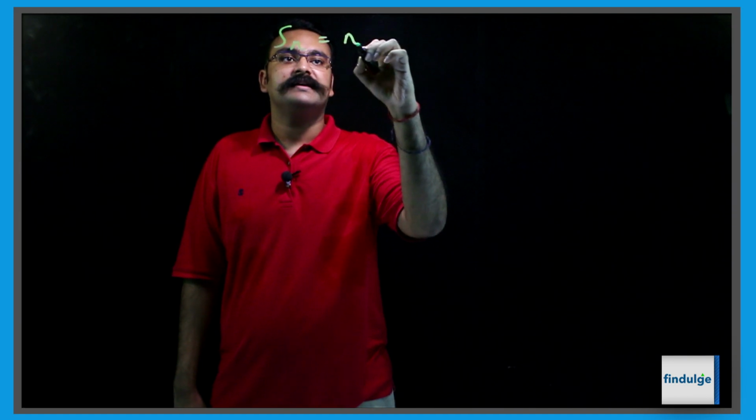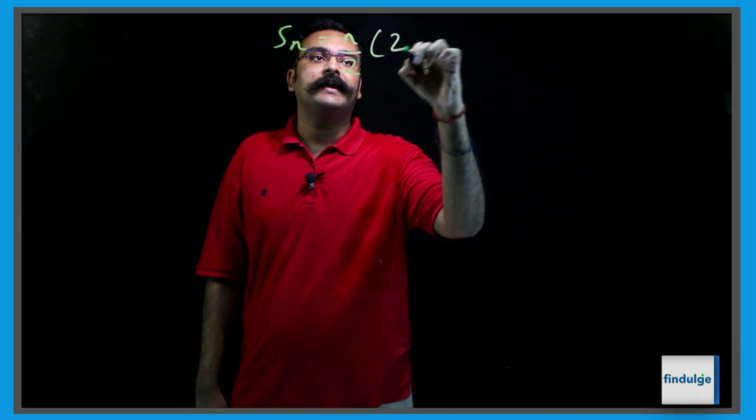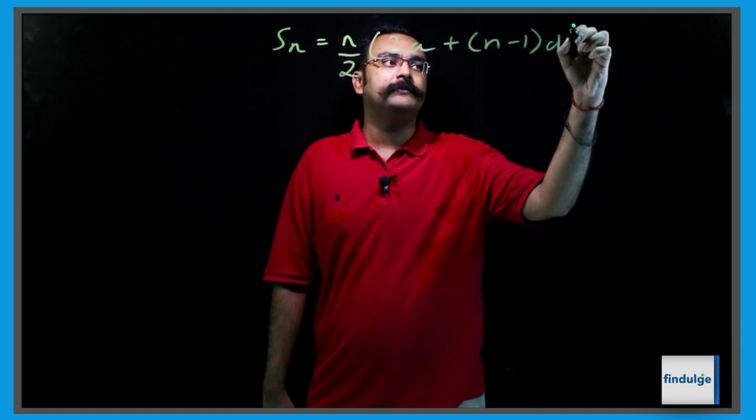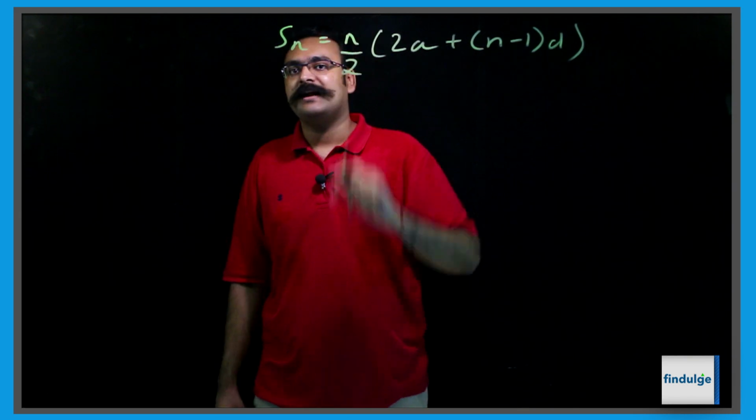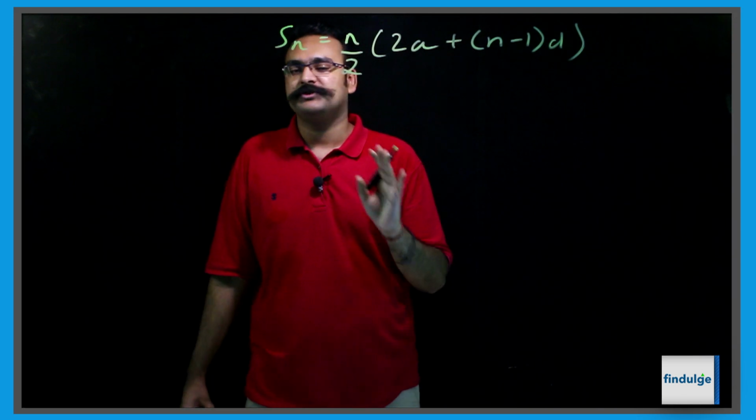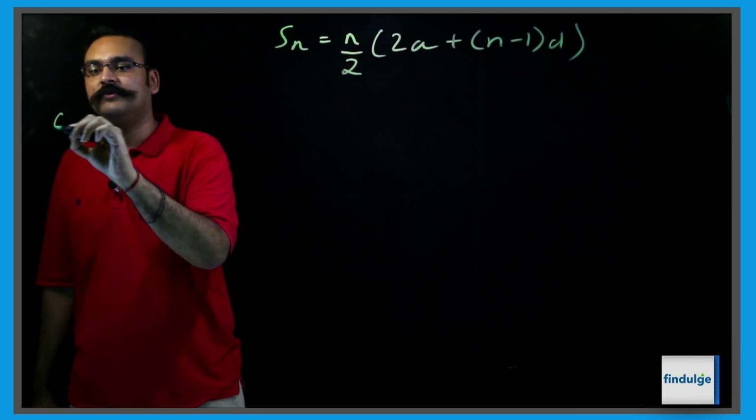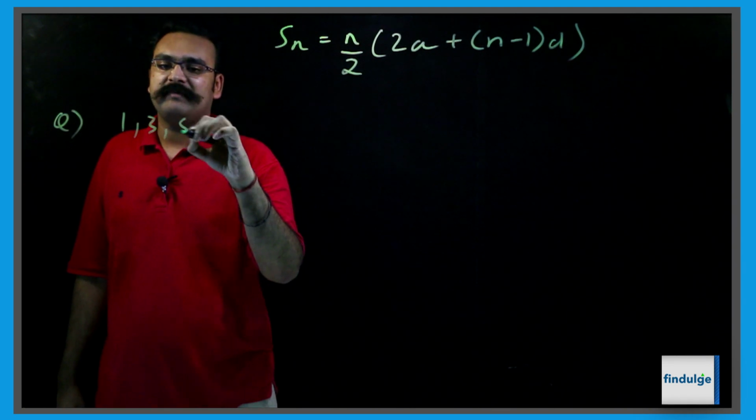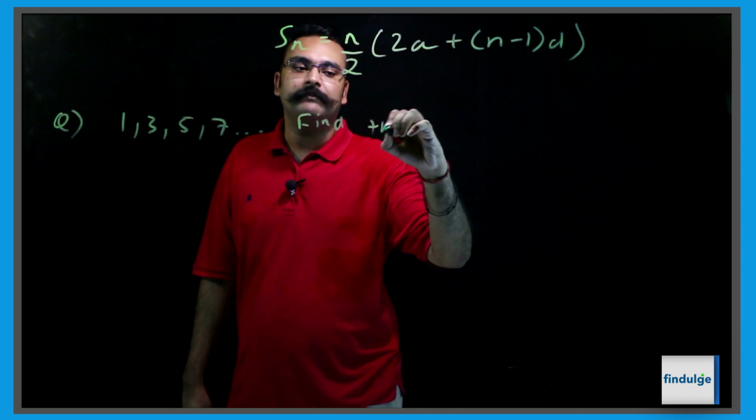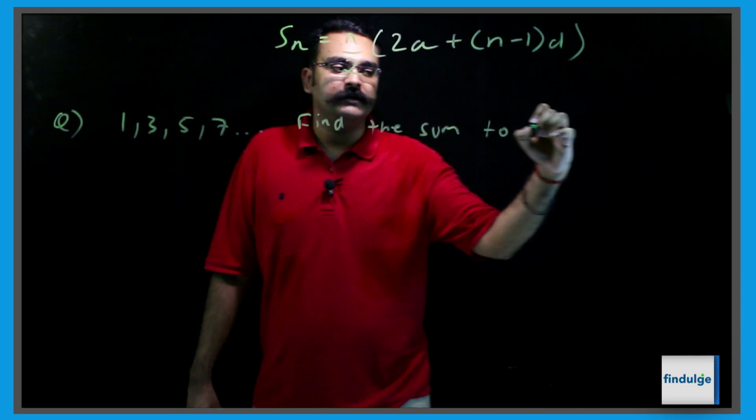So now let's look at a couple of problems using the sum to n terms formula. I'm again going to write it on top. S of n is equal to n by 2 into (2a plus (n minus 1) into d), where n is our number of terms, a is our first term, d is our common difference. First, let's do a straightforward question. We will give you an AP. Let's just take our same AP and we will say find the sum to 10 terms.